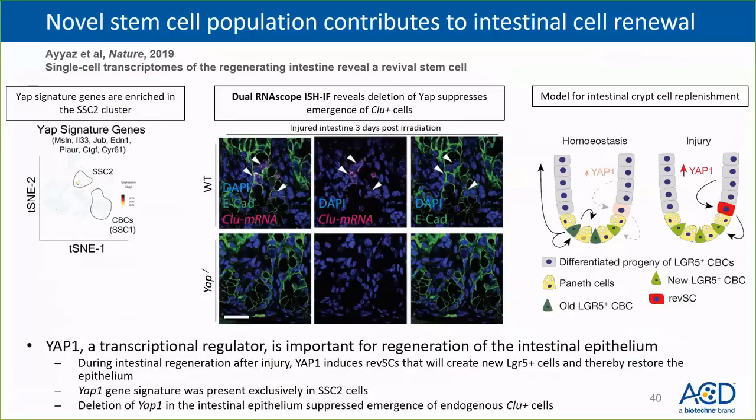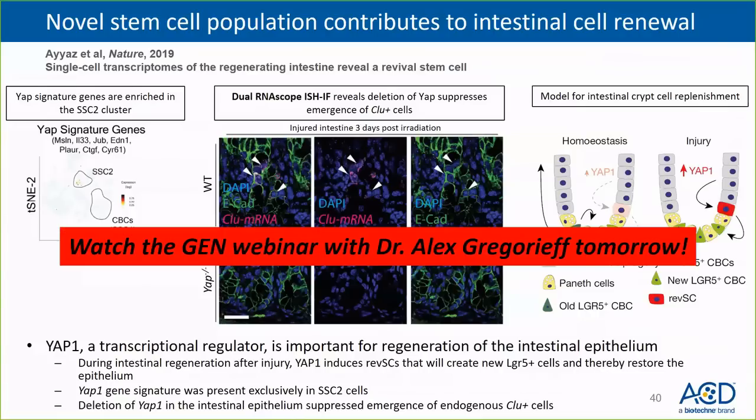Furthermore, the researchers identified YAP1, a transcriptional regulator, as important for regeneration of the intestinal epithelium. During intestinal regeneration after injury, YAP1 induces revival stem cells that will create new LGR5-positive cells and thereby restore the epithelium. Single-cell RNA sequencing revealed that the YAP1 gene signature was present exclusively in the SSC2 cluster. And deletion of YAP1 in the intestinal epithelium suppressed emergence of these endogenous CLU-positive cells, as demonstrated in the middle section by dual RNAscope-IF assay. If you'd like to learn more about this great story, please watch the GEN webinar tomorrow with Dr. Alex Grigorev.